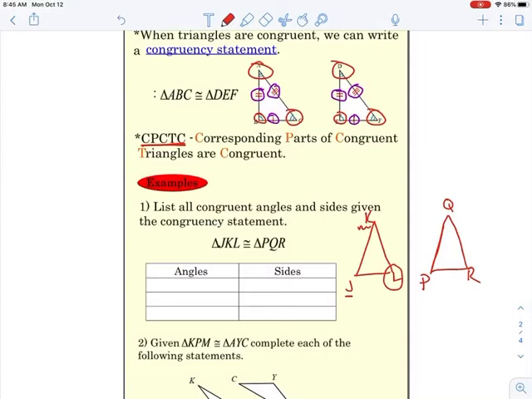So let's start with the angles. And it doesn't matter which pair you call pair 1, pair 2, and so forth. So one pair, angle J, is going to be congruent to angle P. Again, notice J was the first letter and P was the first letter. So angle J is congruent to angle P. Second one, I'll do L. L is going to be congruent to angle R. And then our last one, K, is going to be congruent to angle Q.